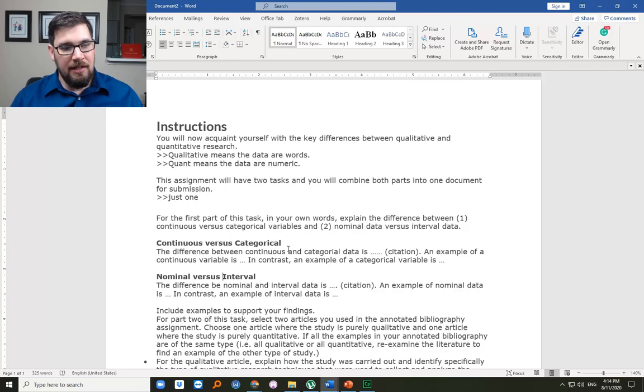And then you'll want to get into what interval data is, and just talk about how it may be similar to continuous, but what the difference is with interval data. Include examples to support your findings. We've already talked about that.